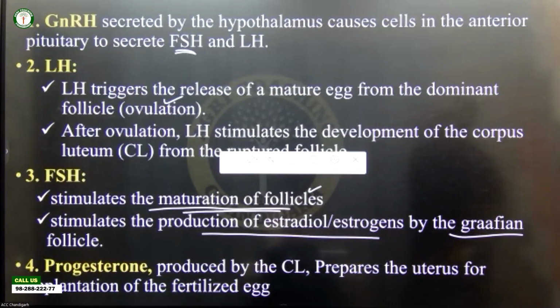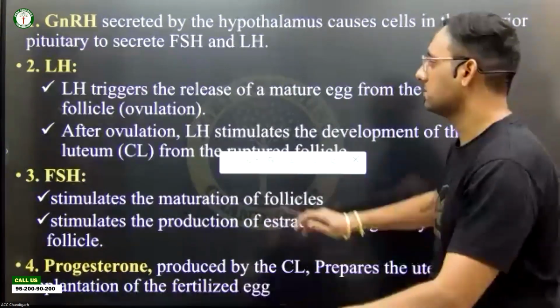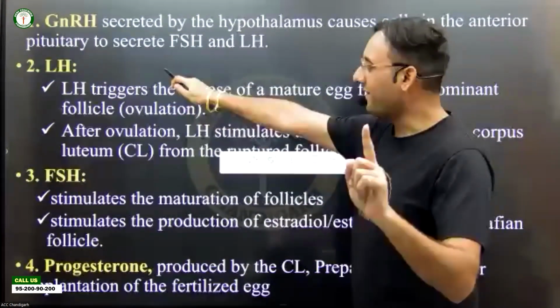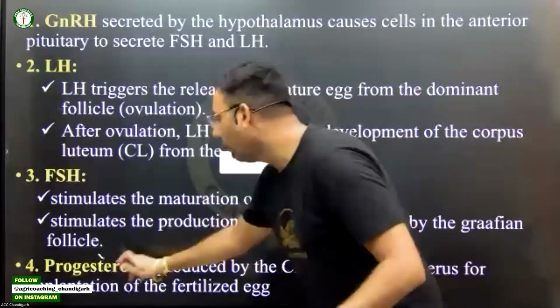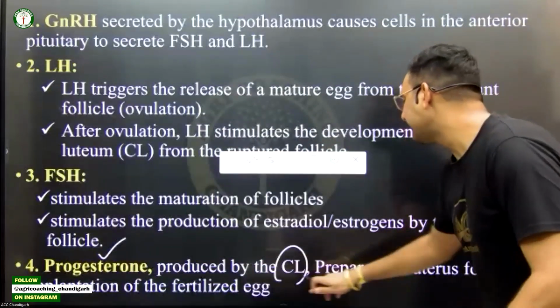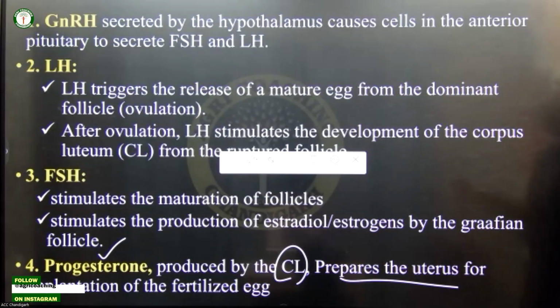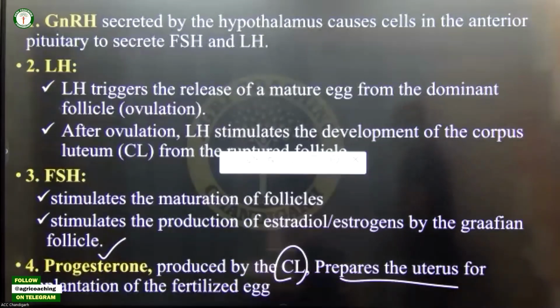So 5 hormones have been discussed: GnRH, FSH, and LH three. Fourth, estrogen, which will bring the cow in heat. And the fifth hormone is progesterone, produced by CL. It prepares the uterus for implantation of the fertilized egg, because the work of progesterone is to maintain the pregnancy. So now the progesterone is preparing the uterus: okay, it's your turn now, get ready, we are about to implant the fertilized egg. So CL is making the uterus ready by using progesterone.